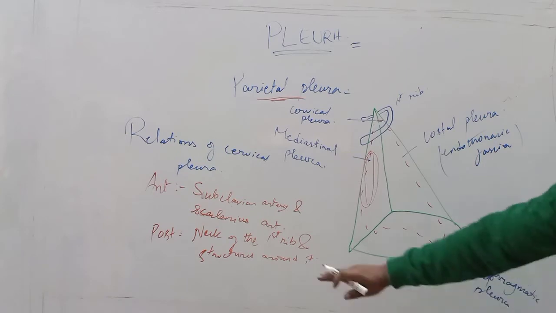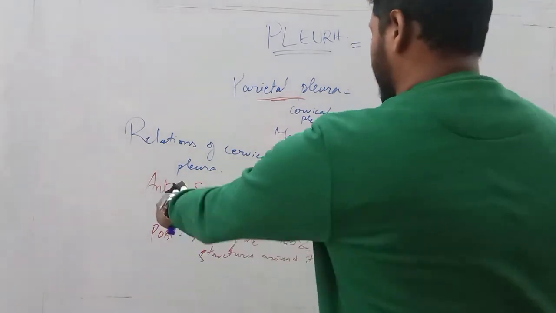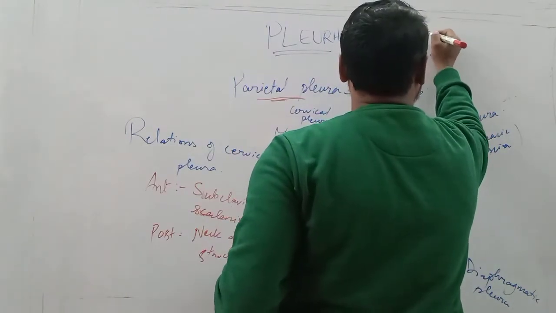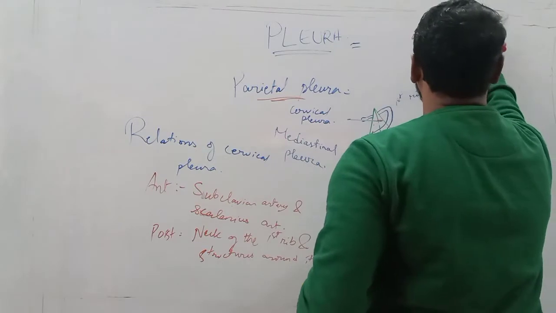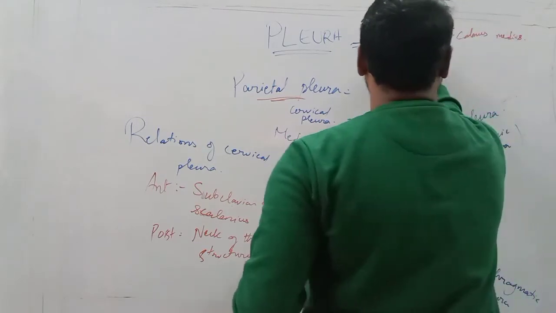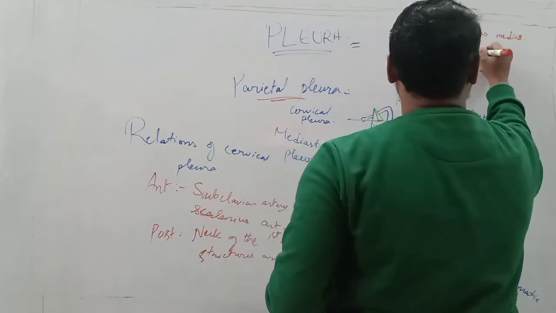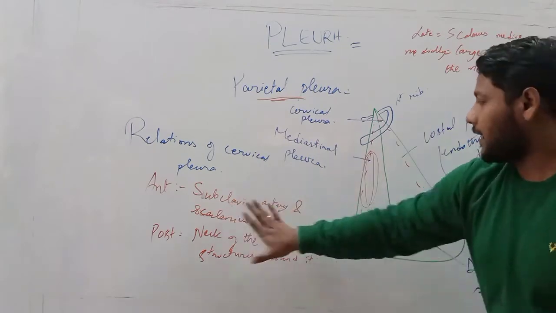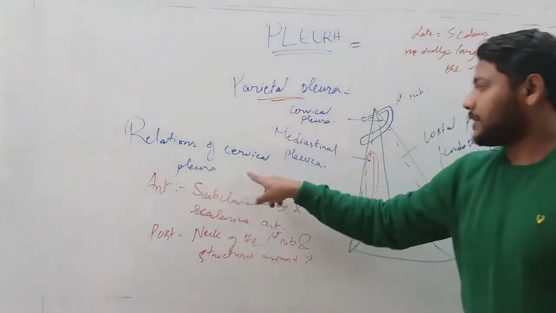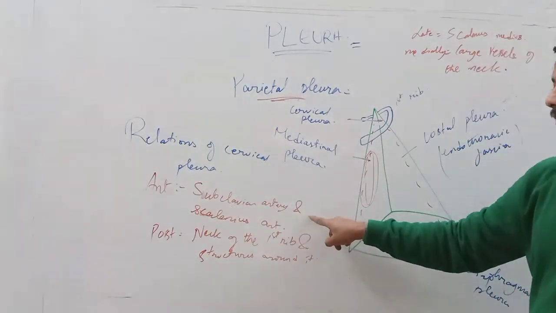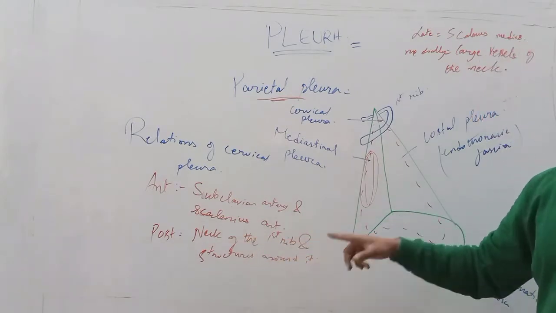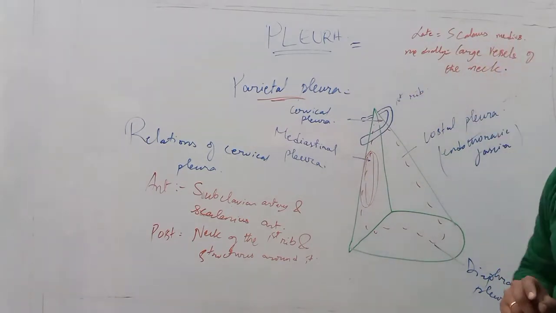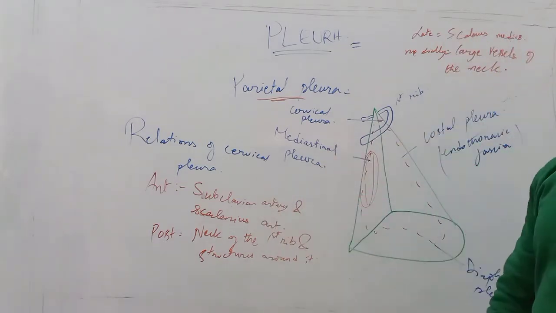Extremely sorry. I'll write the other relations over here because I don't have space over there. So anterior, posterior done. The next relation is laterally. Laterally, it is related to the scalenus medius, and medially, it is related to the large vessels of the neck. I'm sorry, I don't have space over here, so I have to write here. Anteriorly, the cervical pleura is related to the subclavian artery and the scalenus anterior. Posteriorly, it is related to the neck of the first rib and the structures around it, which means the neurovascular bundles. Laterally, it is related to the scalenus medius, and medially, to the large vessels of the neck. So these are some important relations which I think you should remember.